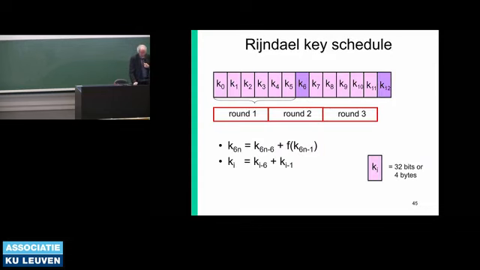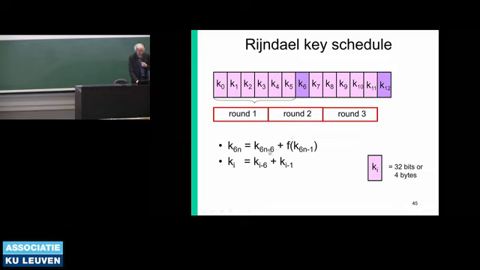So there are a few more details. You start with a key of, in this case, 192 bits. You write it in 32-bit words. In round 1, you use 4 keywords. Then in round 2, you again need 4 keywords, because each is 32 bits. If you run out of keywords, you make extra ones.